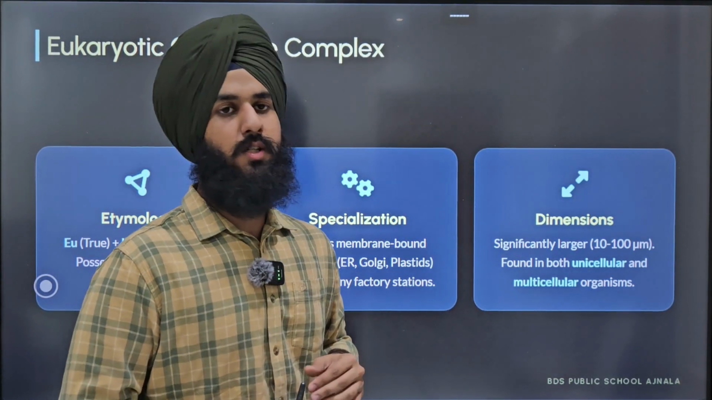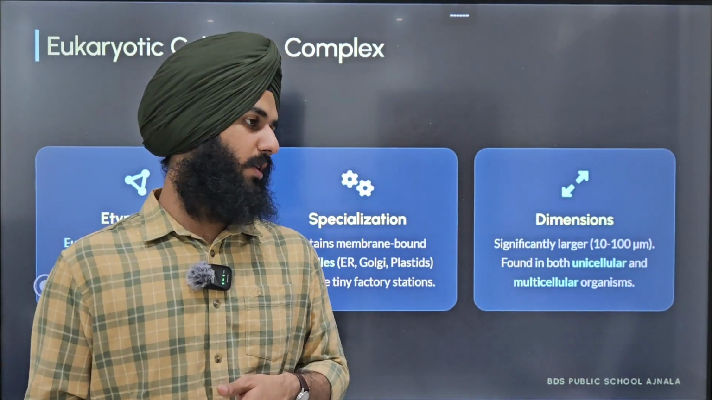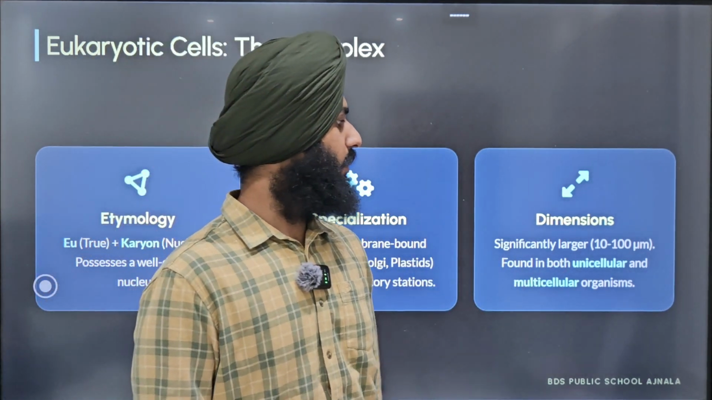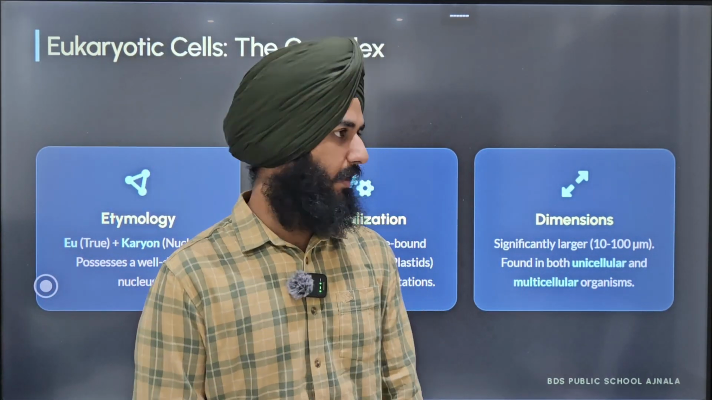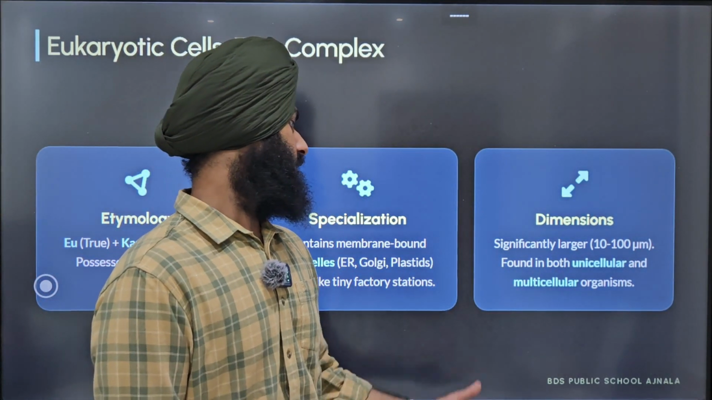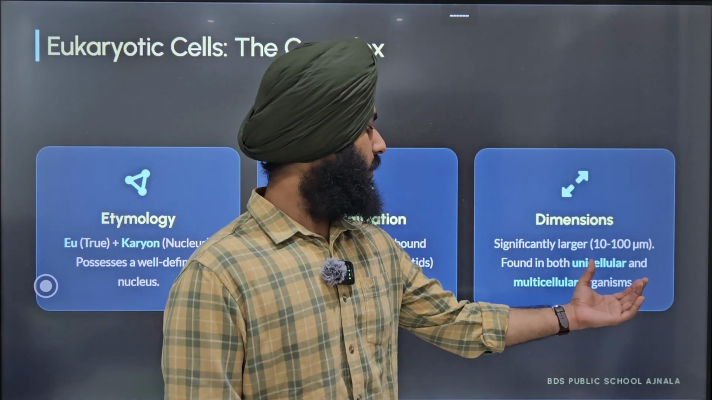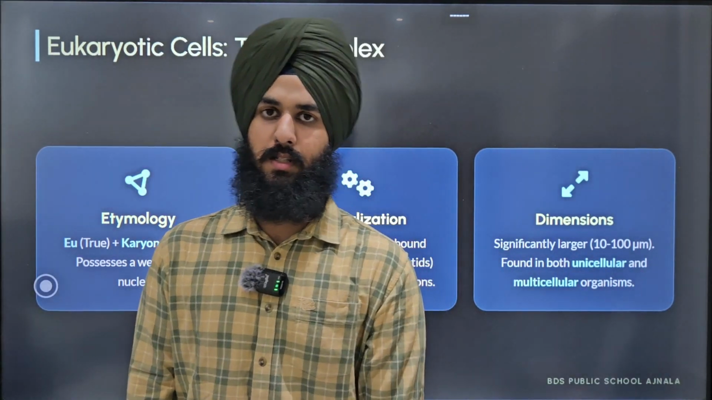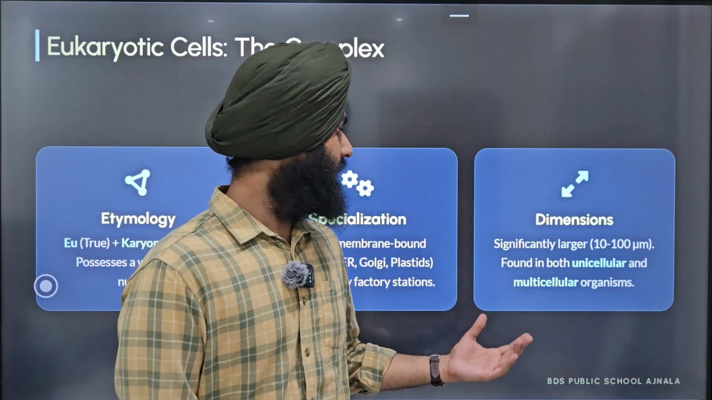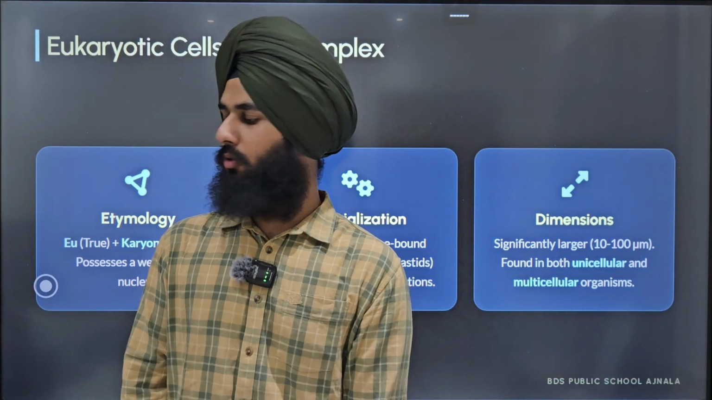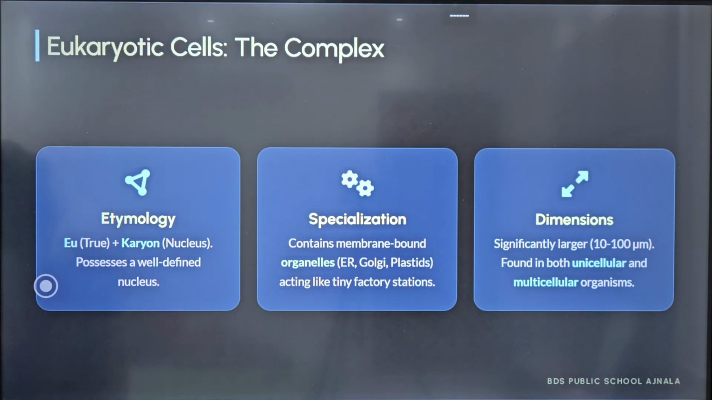Next up is the dimensions or the size of the cell. As I've said before, eukaryotic cells are 10 times larger than the prokaryotic cells, and they are found in unicellular and multicellular organisms. We humans are multicellular, so this is also within us.